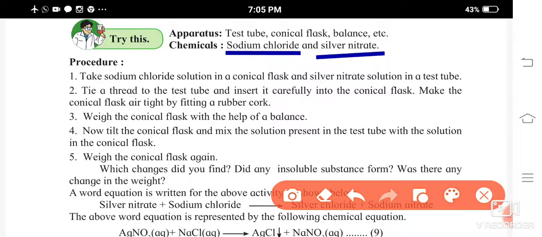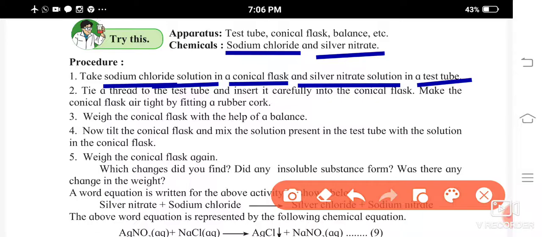Now see, procedure: take sodium chloride solution in a conical flask and silver nitrate solution in a test tube. So what you are going to do? In a conical flask, you are going to take sodium chloride, NaCl, salt. Yes, you know the common salt which we eat at home, that is sodium chloride, NaCl. Now you are going to add some water in it, so it will become sodium chloride solution. You are going to take it in the conical flask. And in the test tube, you are going to take silver nitrate solution.